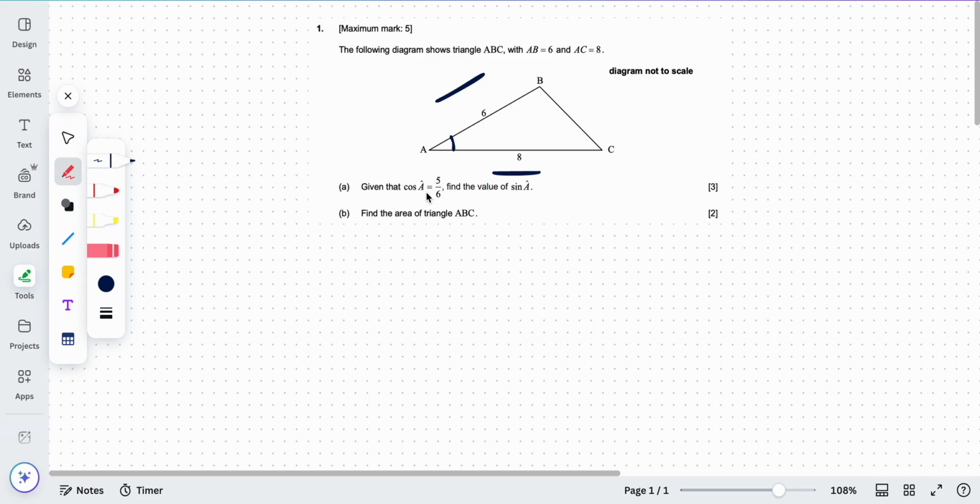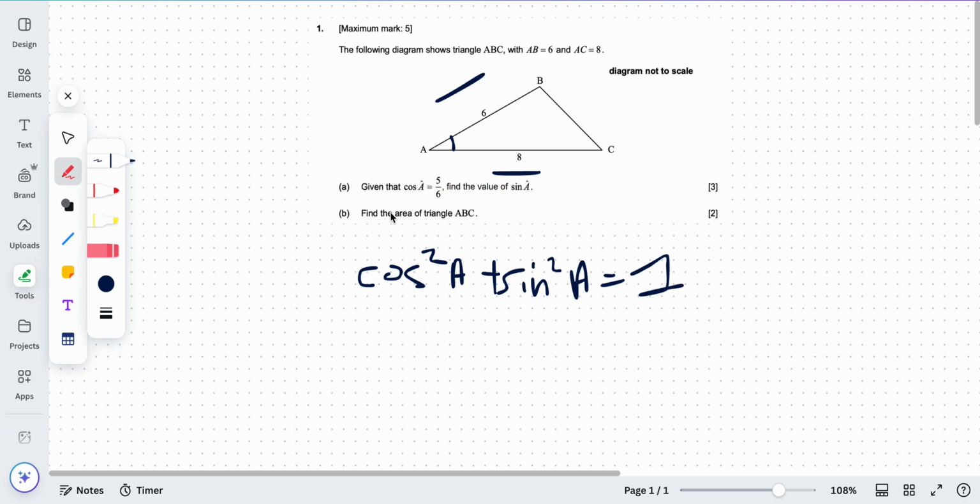Okay, well, with this one, we can just use the identity, which is in your formula booklet, where cos squared plus sine squared of the angle is 1, as long as the angle is the same. So we can just go ahead and write cos squared A plus sine squared A is 1.